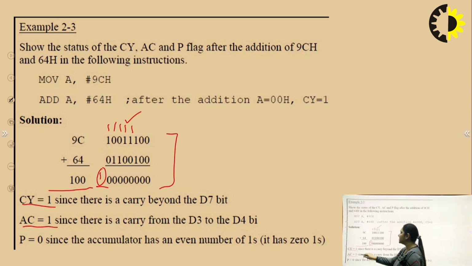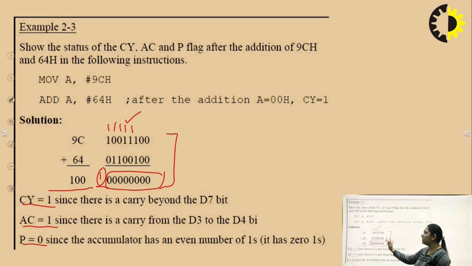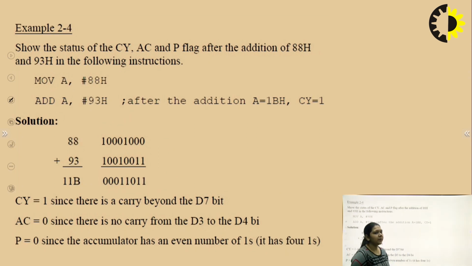Auxiliary carry flag is 1 because there is an intermediate carry, and parity, if we find out, there is no 1 here. So parity will be even, 0. There is no number of 1s. That is why P is equal to 0, because it is an even number of ones. It has 0 ones. So next, here is another example. Show the status of the carry flag, auxiliary carry and parity flag here.